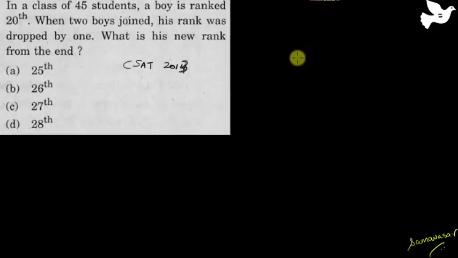This question appeared in CSAT 2013. It says in a class of 45 students, a boy is ranked 20th. When two boys joined, his rank was dropped by 1. What is his new rank from the end?